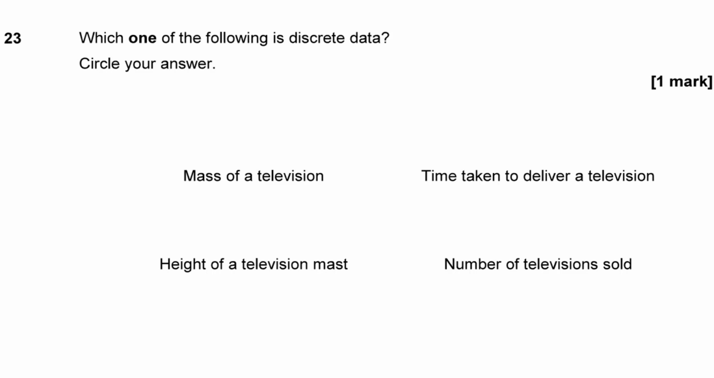Time taken to deliver a television could be any number. Time is continuous, mass is continuous. Height of a television mast, that is continuous as well, and numbers of televisions sold. Now that is the discrete one, okay? Whilst you could have a mass of, I don't know, 25.36 kilograms and a time to be delivered in a fraction, you can't have a fractional number of televisions sold. You sell a television, or you don't sell a television. Not many people go up and buy a part of a television. So number of televisions sold is the discrete data item.